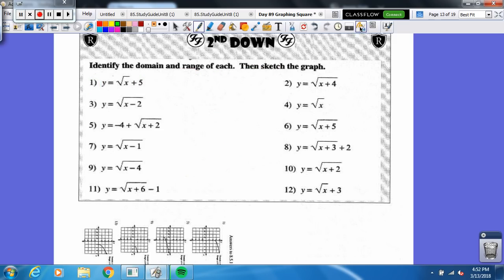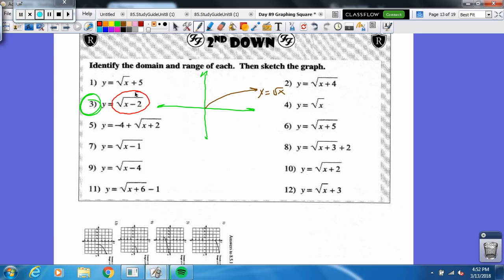Let's try number 3 right here. So how am I shifting this? Draw a picture. Draw a picture. First thing I'm going to draw, parent function. Boom. Y equals radical x. So now I'm comparing that to that.